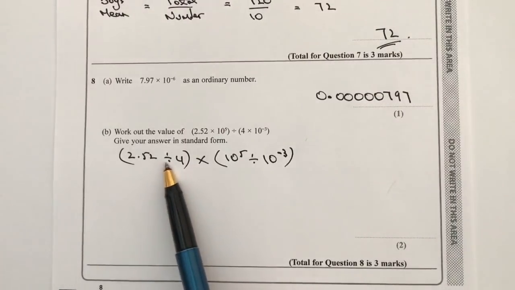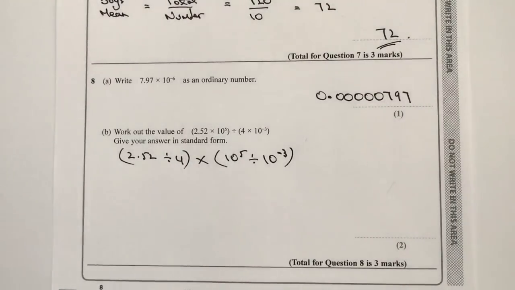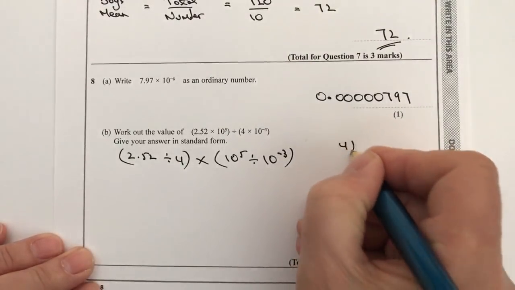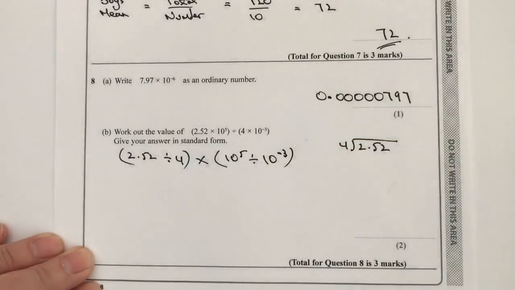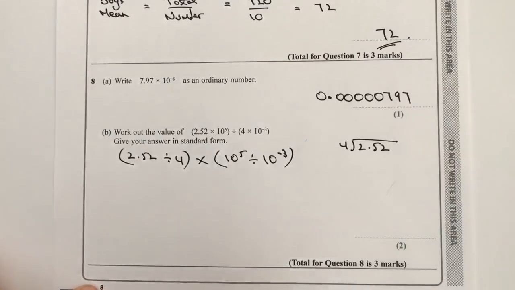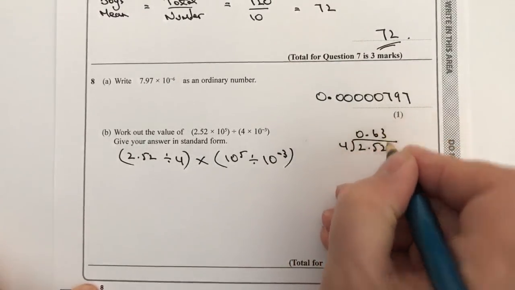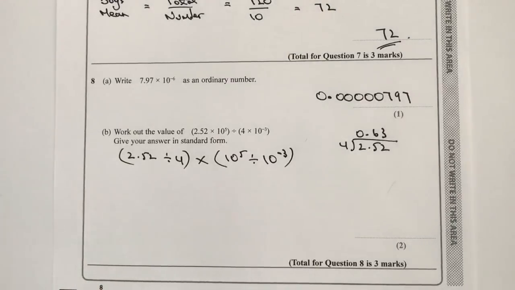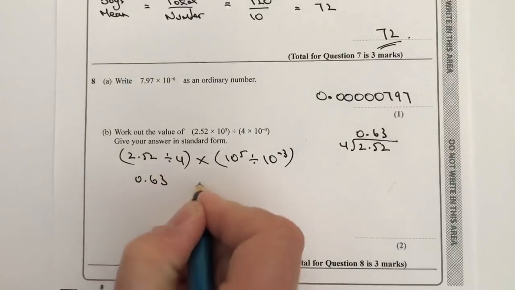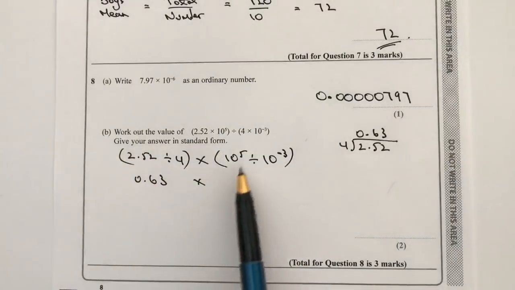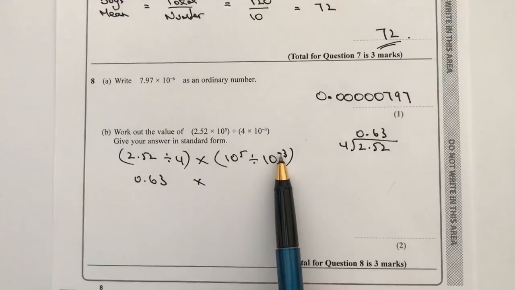I've got 2.52 divided by 4. And again, you might use a slightly different way of calculating this. To me, all I would do is just a straightforward short division calculation. So that's going to give me 0.63. Okay, so I know then that this calculation is 0.63. The standard form part of it is 10 to the 5 divided by 10 to the minus 3.